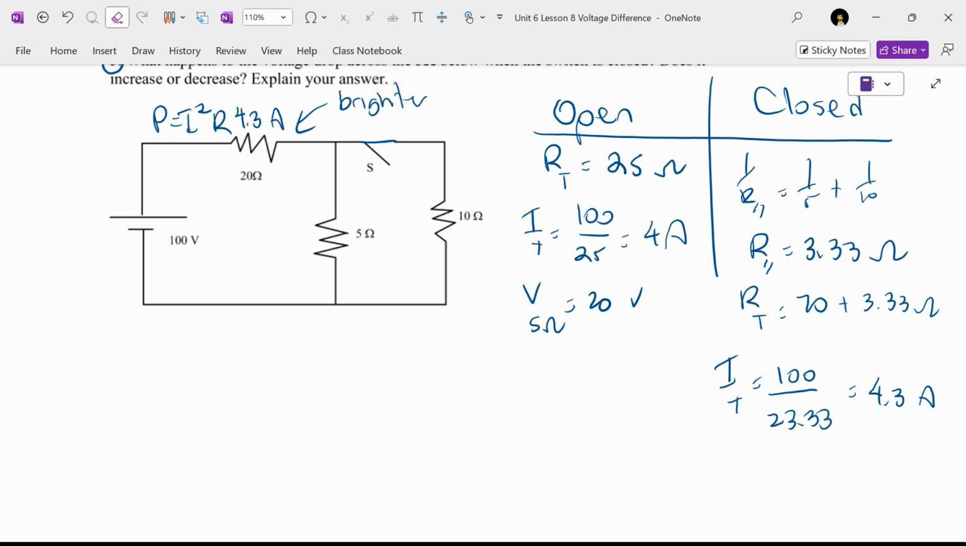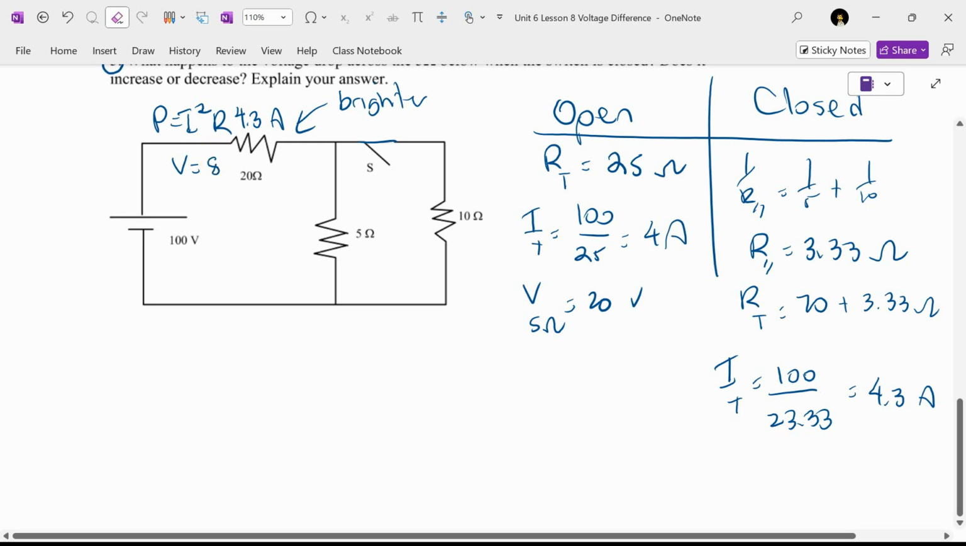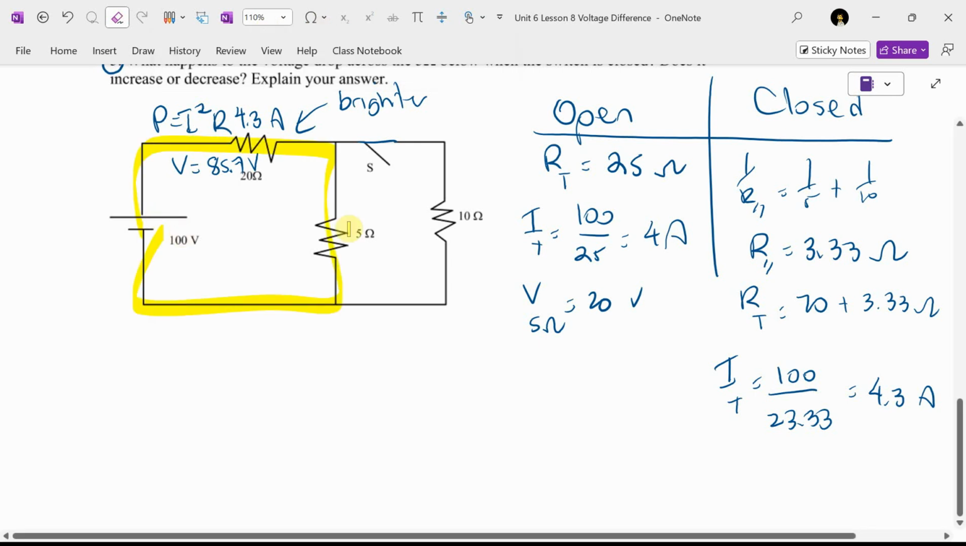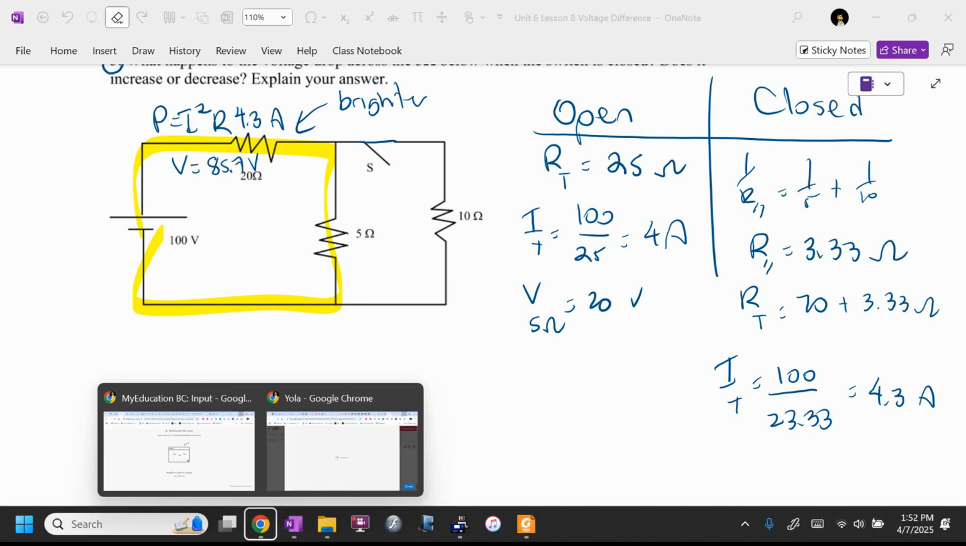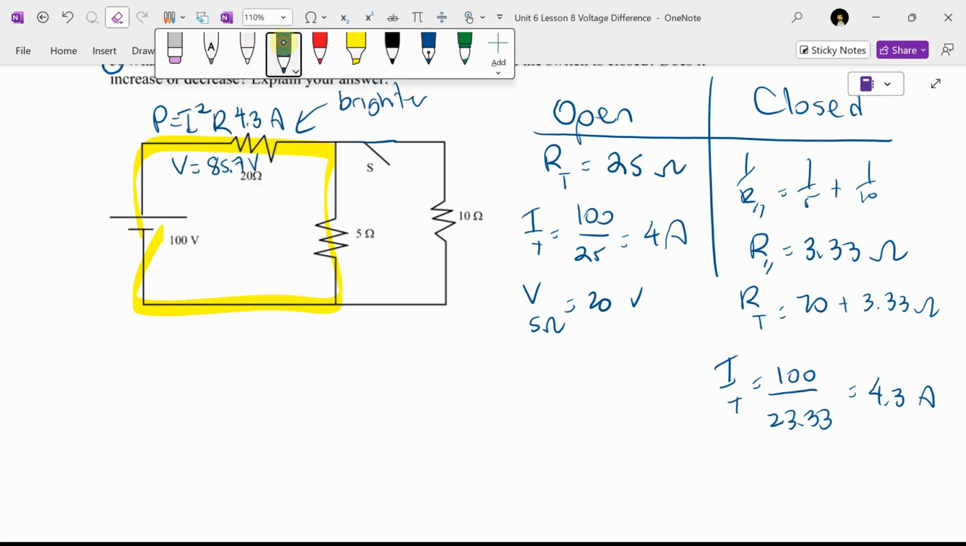But this also means it's using more voltage because now the voltage going through here is going to be 4.3 times 20. Answer button times 20. It's going to be 85.7 volts. Which means if I ski this ski run here, now it's going to be 100, take away 85.7 volts, 14.3 volts.